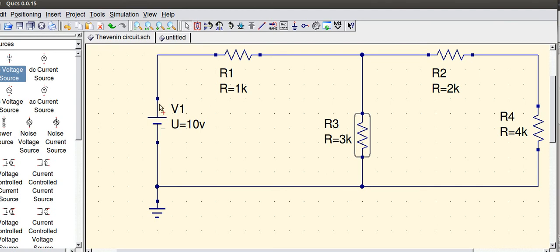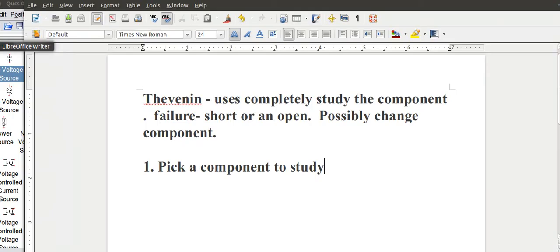If this had internal resistance and you knew what it was, then yes, you could study R1, but for practicality and easiness of this exercise, you can study R2, 3, and 4 all day, but we're going to stay away from anything that's in series with my voltage source, just to make it easy. So let's pick R2. I've got R2 picked. I have just decided I want to see what happens when R2 is gone. So pick a component to study. I picked R2.